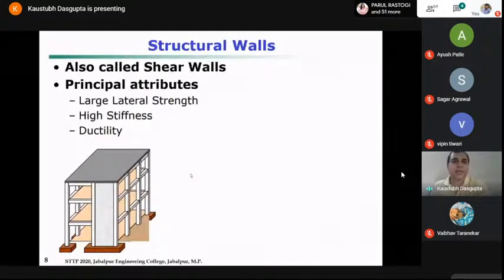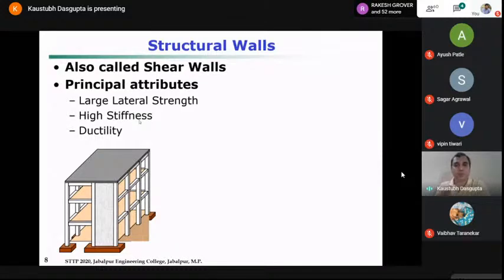So as we have mentioned, our two principal attributes we have already discussed: large lateral strength and high stiffness. These structural walls are also commonly known as shear walls. Why? Because they can carry a large amount of shear force. The horizontal force will come in the form of shear force. Right. So now the question is, as we had discussed yesterday, in our capacity design or earthquake resistant design, ductility is a foremost requirement. It is required at any cost. So your structural walls also need to be ductile.